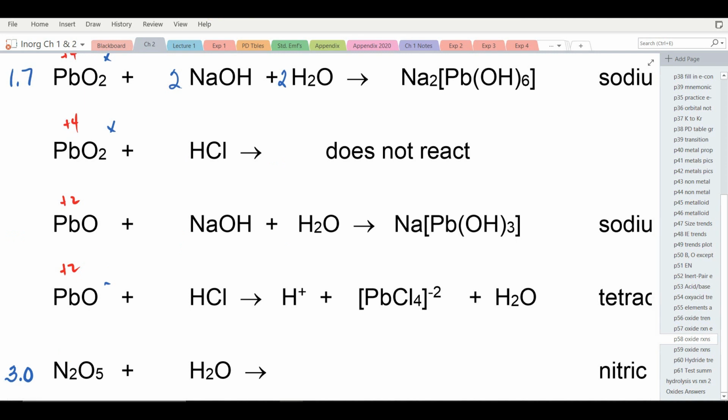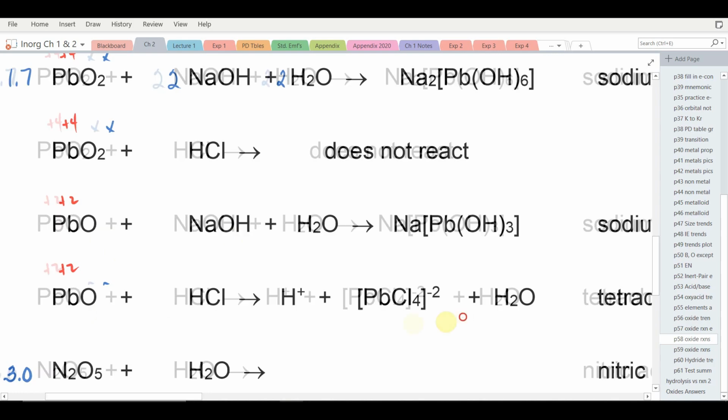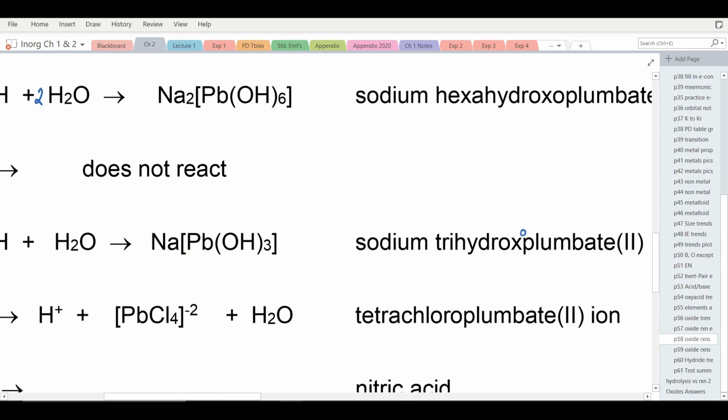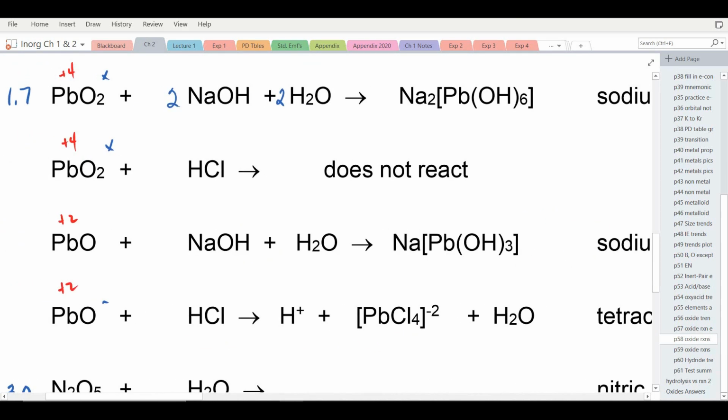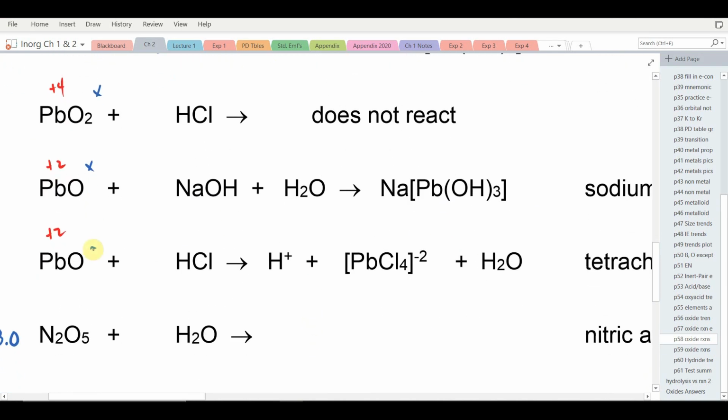Lead 2 oxide, it's amphoteric, dissolves in a base, in this case producing sodium trihydroxo, looks like I left the O out there, plumbate 2. You're not responsible to learn that, and it looks like it's already balanced. And finally, lead 2 oxide in acid forms tetrachloroplumbate 2 ion.